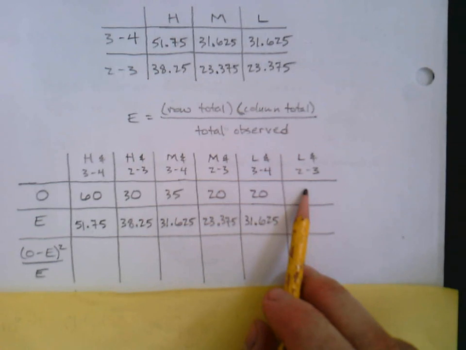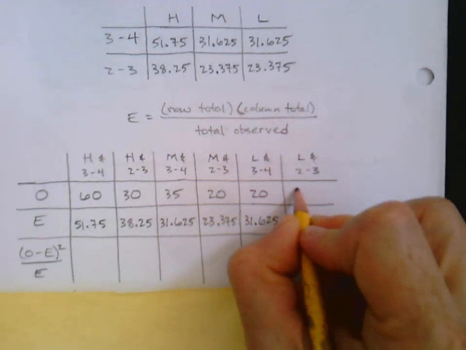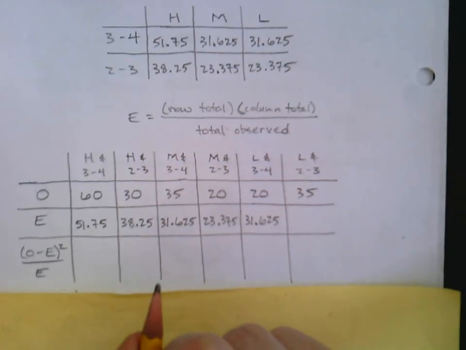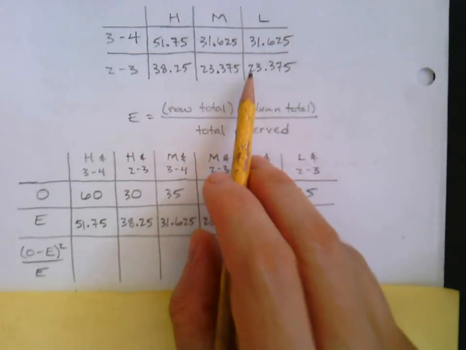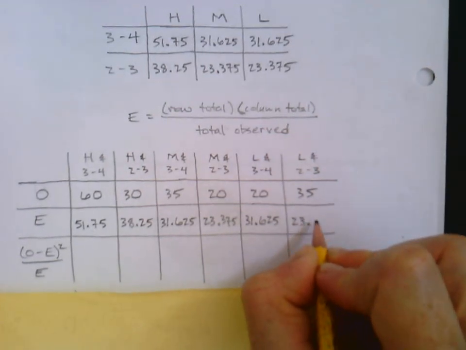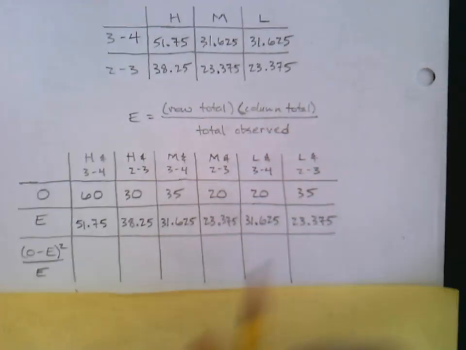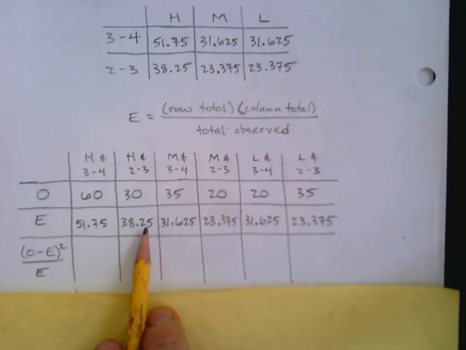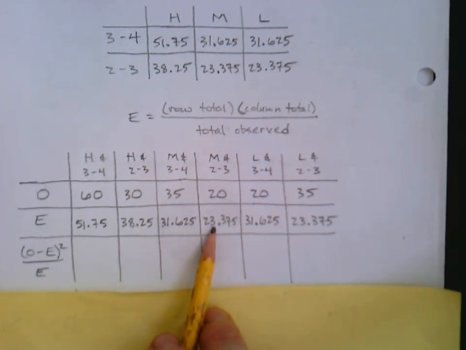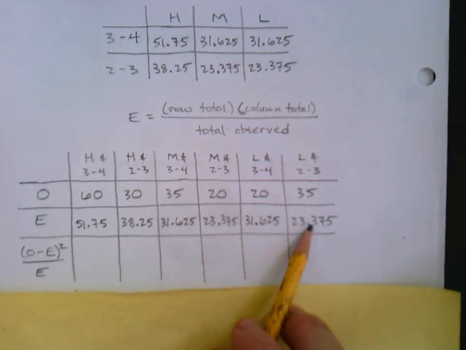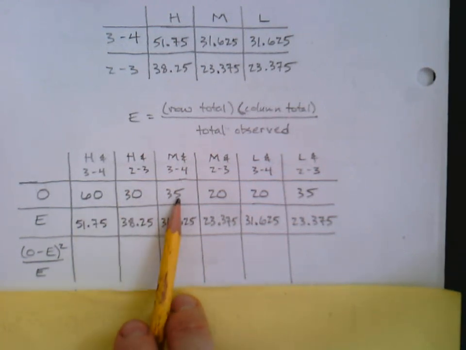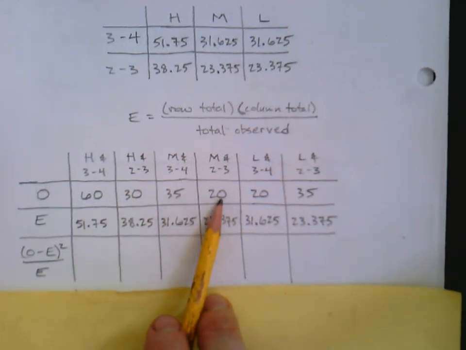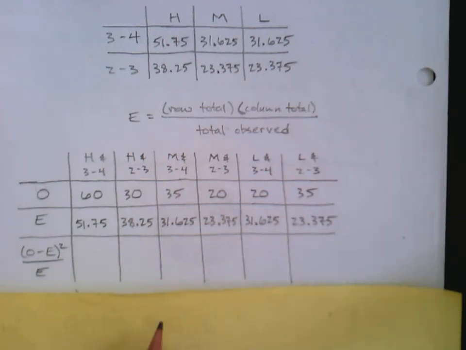Low and 2 to 3 from the table, we got from the survey 35, right? But we calculated here 23.375. Let me just go through and make sure I copied all of these right. I have a tendency to mix these up. 60, 30, 35, 20, 20, 35. Okay, looks good.